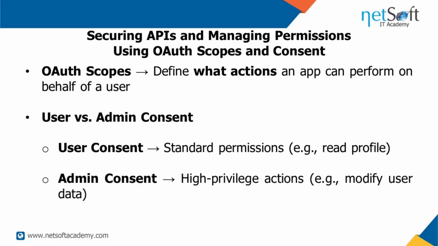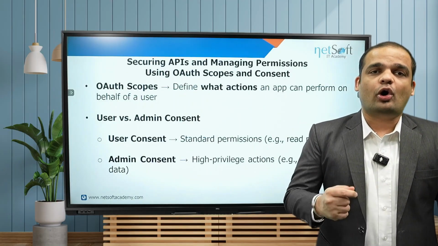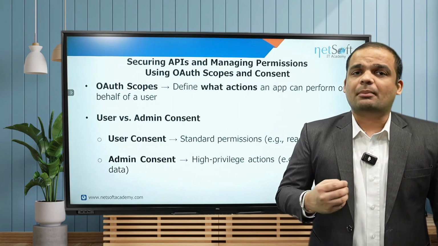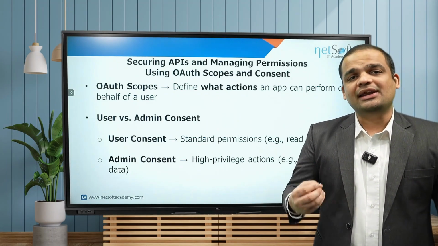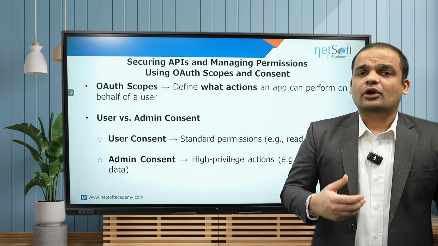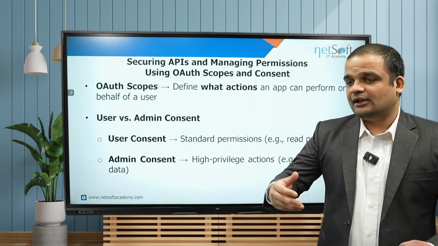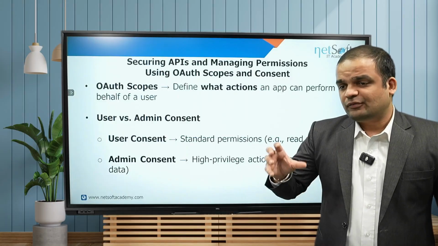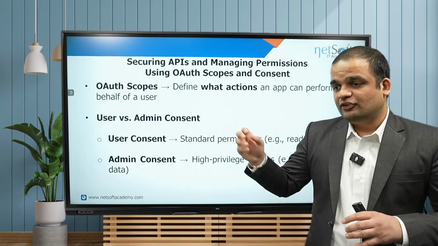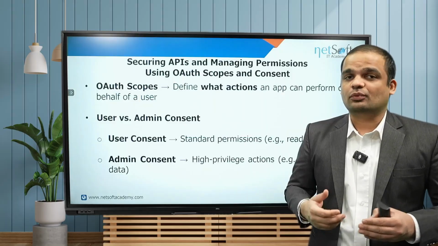Well, these scopes define what actions an application can perform on behalf of a user. For example, an application might only have permission to read user profiles from the database, or it could have broader permissions to modify user data at the backend. Now, if the application wants to perform all these actions without involving user intervention, well, OAuth will be the protocol that application will use.